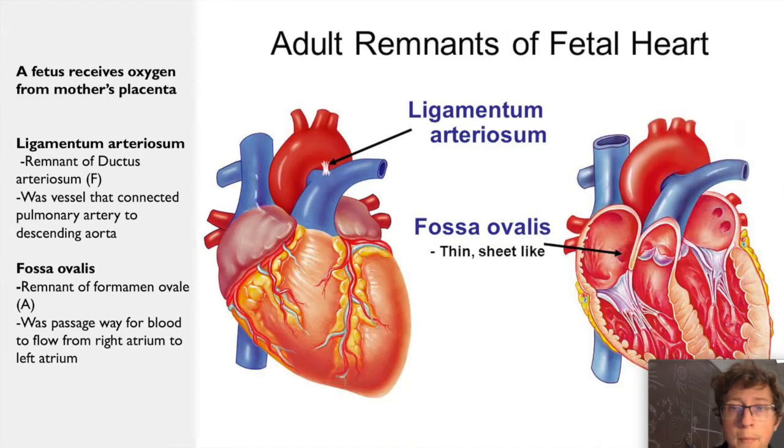If we look at those remnants in the adult heart, then we have the ligamentum arteriosum. So this is the remnant of the ductus arteriosus. So this used to be a pathway that allowed blood to pass from the pulmonary trunk into the aorta. But in adults, it's just a thin connective tissue. And then for adults, the foramen ovale becomes this sheet of tissue called the fossa ovalis. So this will prevent blood from going from the right atrium to the left atrium.